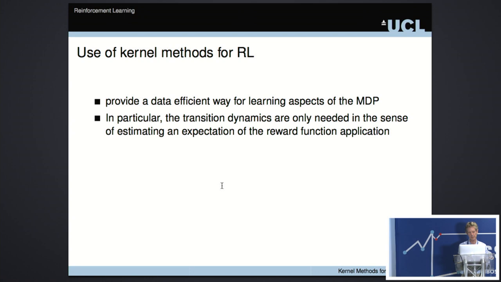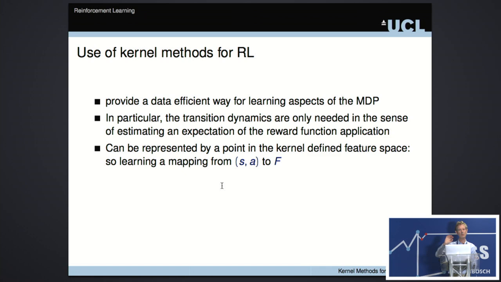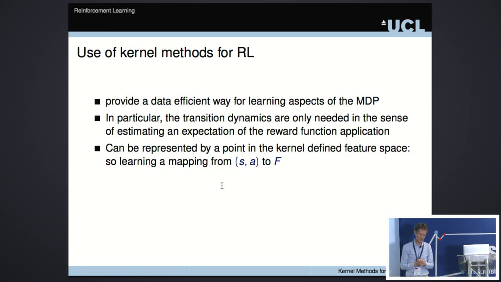And so if we're thinking of this now, that distribution is represented as a point in the kernel-defined feature space, and so what we need to learn is actually a mapping from a state and an action to the feature space. And that will give us our, in this case, conditional mean embedding. It's conditional on the state and action that we take. And if we're able to do that, then we will be able to estimate the effects of the transitions on our reward, so the expected reward through that transition.